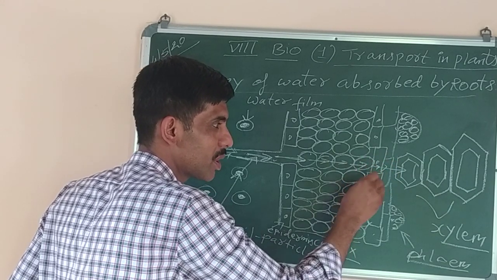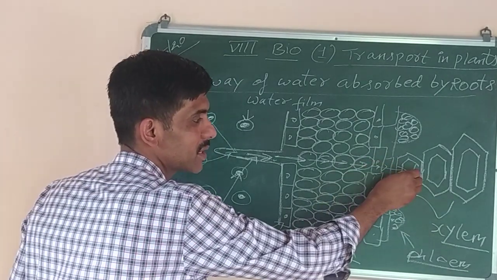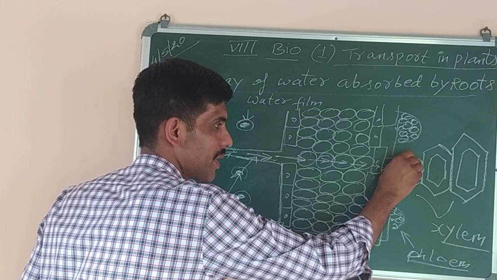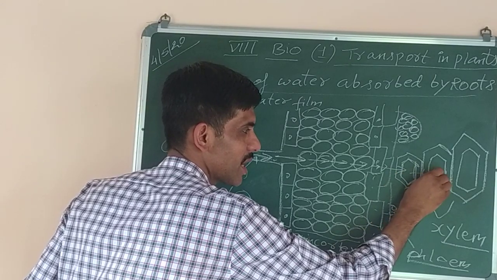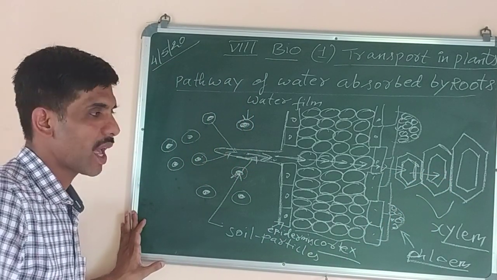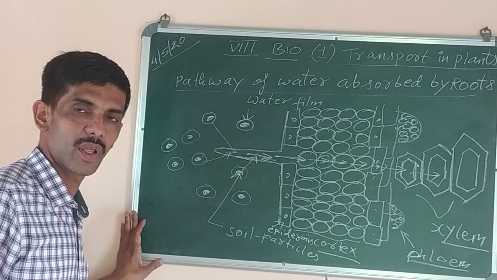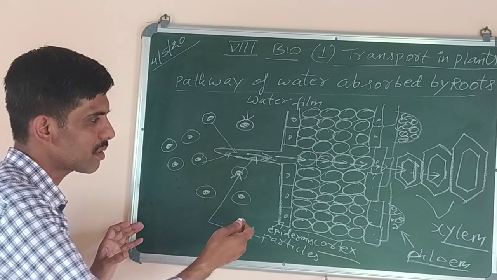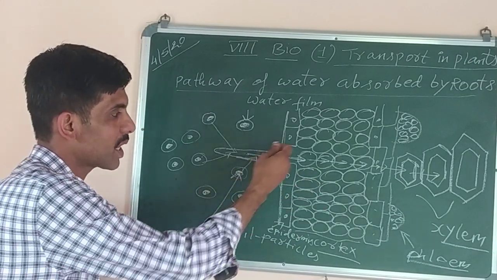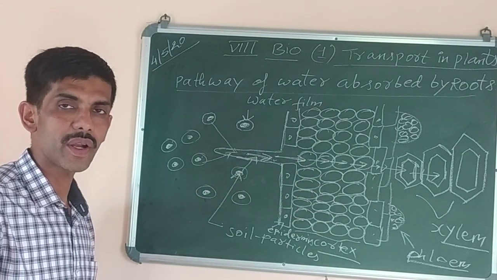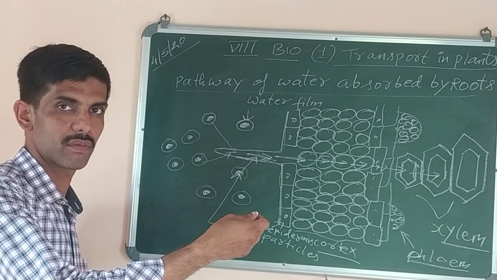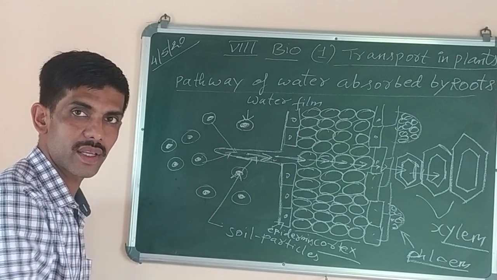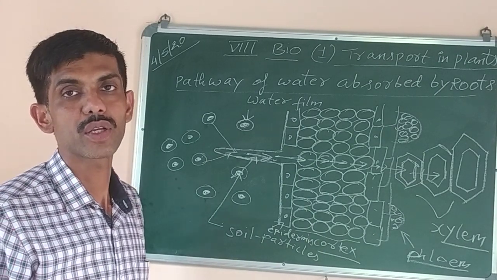From the endodermal cell to the pericycle, from there it enters the xylem vessels, that is the one which helps in conduction of water and minerals. From one xylem to the next xylem it will enter, and finally from the root xylem the water molecules enter into the stem xylem. Now, the continuous inward movement of water from one cell to the other creates a pressure, and this is known as root pressure.